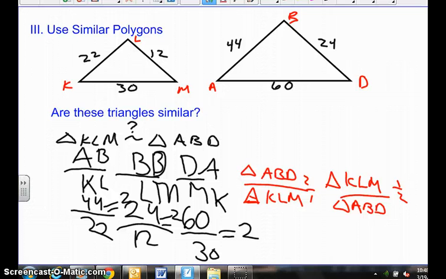The biggest problem would be if somebody put triangle ABD over triangle KLM, and then they did KLM over ABD. That would not be equal, would it? We would have 2 over 1 equals 1 over 2, and that is not true. 2 does not equal 1/2, right? So once you choose a triangle to go in the numerator, it must have all those pieces in the numerator. Never put the small triangle then in the numerator if you start that way. Does everyone understand? Yes. Okay.